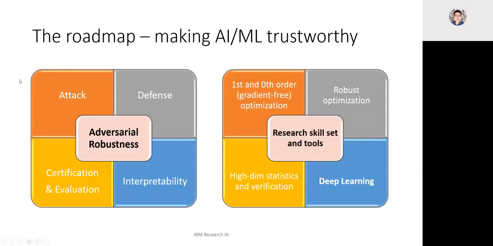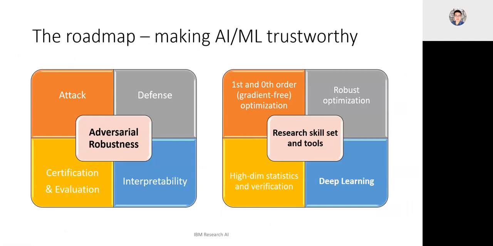So here is the roadmap of making AI or machine learning models trustworthy. As I mentioned, there are many topics under adversarial robustness. There are attacks, how you find the vulnerabilities of your AI models. There are defenses, how you improve the robustness of your AI model and also detect adversarial inputs. And certification and evaluation, basically, how do you certify that your model and your input are robust or not, and how do you provide a formal evaluation of the robustness of your AI model?